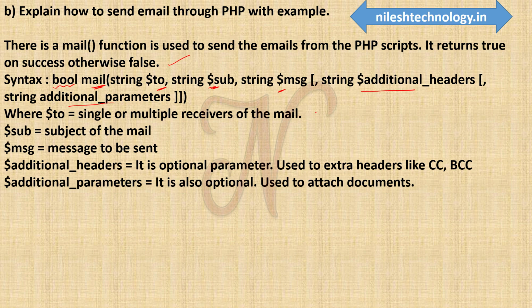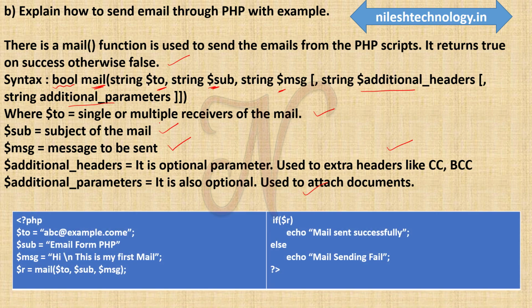Here, to means the recipient email address, then the subject of the email, and the email message content. Additional headers means extra headers like CC and BCC, carbon copy and blind carbon copy. The additional parameter means some attached document. Just give one simple example. Here we pass one recipient address, subject, message. Here we call the mail function and pass all these three parameters. If the mail is sent successfully, then it returns true. So if the result is true, then print the message mail sent successfully. Otherwise it gives an error, mail sending failed.